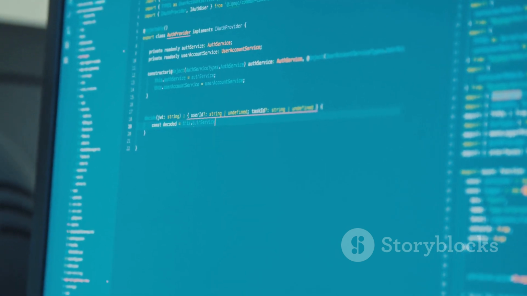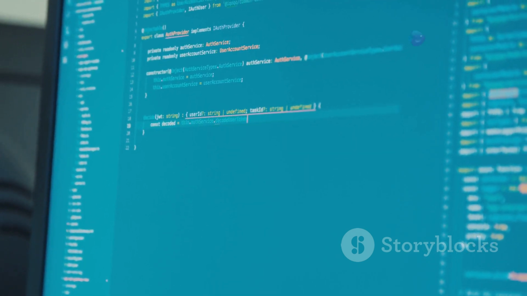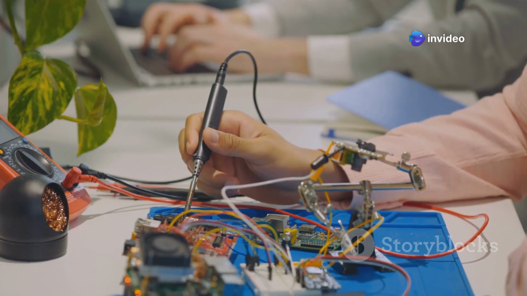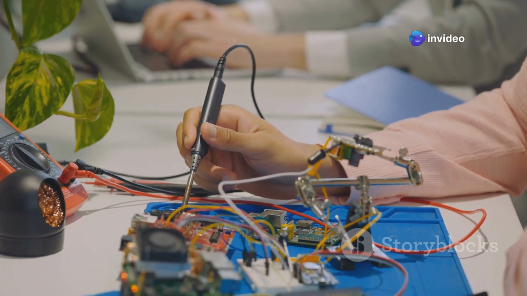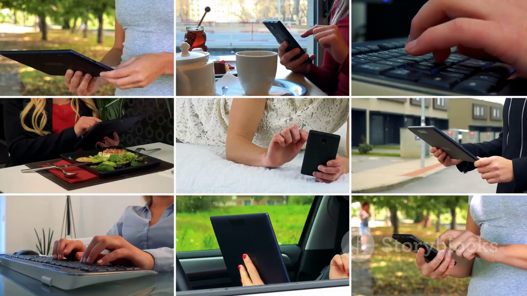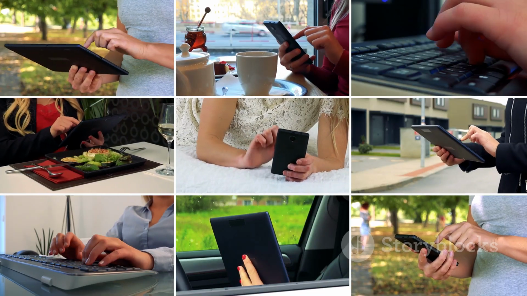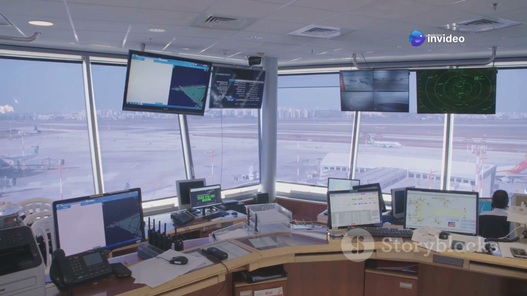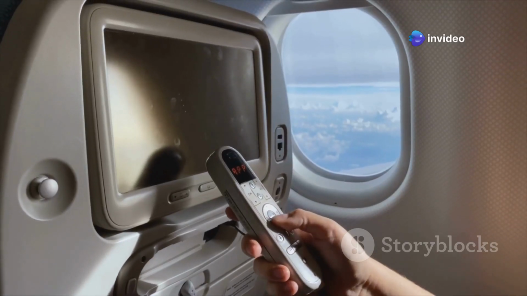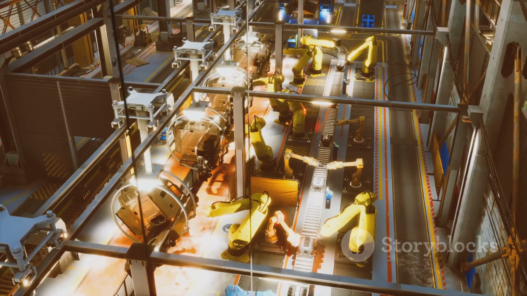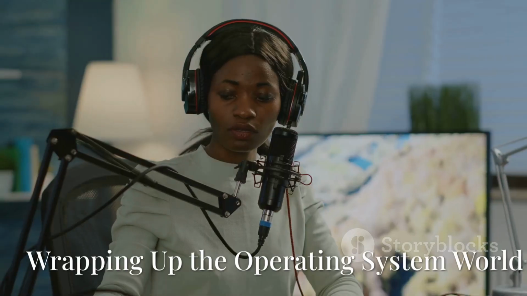RTOS achieves this real-time performance through specialized scheduling algorithms and resource management techniques. They're designed to handle interrupts quickly and predictably, ensuring that critical tasks are always given the highest priority. So, while you might not interact with an RTOS daily, they're working behind the scenes in many critical systems that we rely on. From keeping airplanes in the air to regulating medical equipment, RTOS plays a vital role in our increasingly automated world.